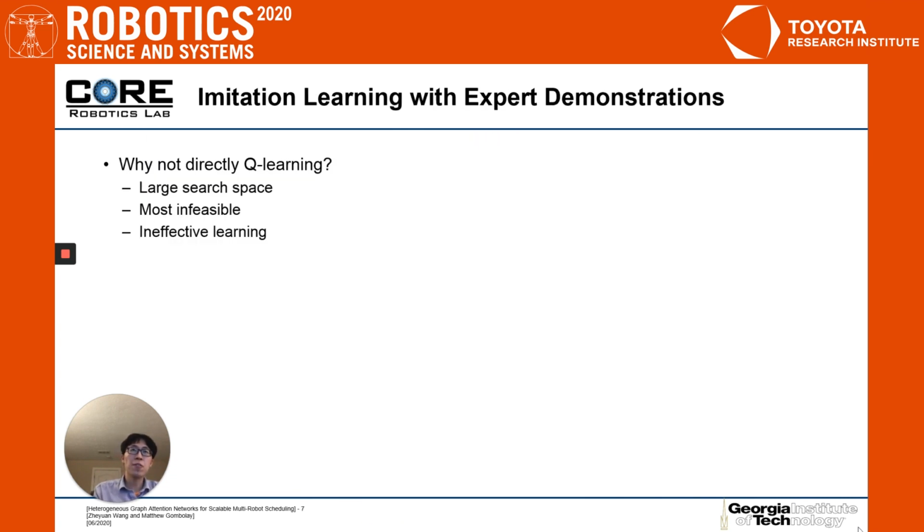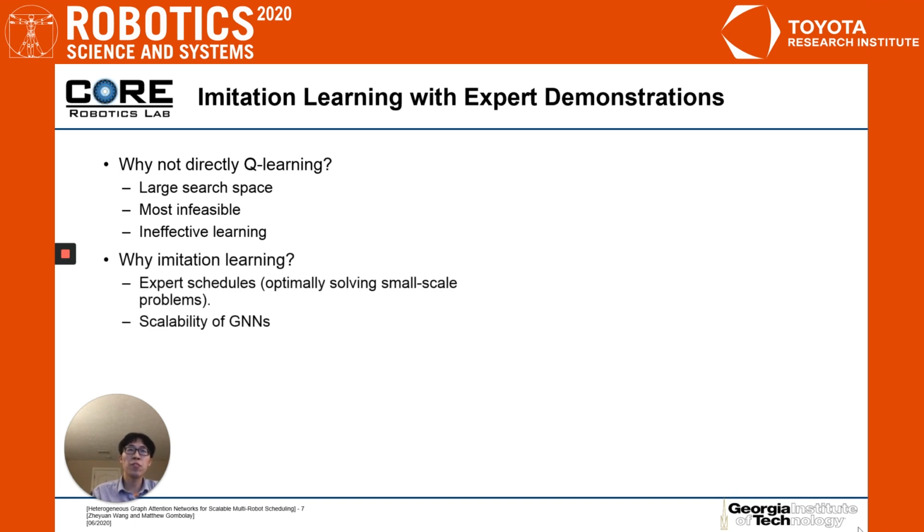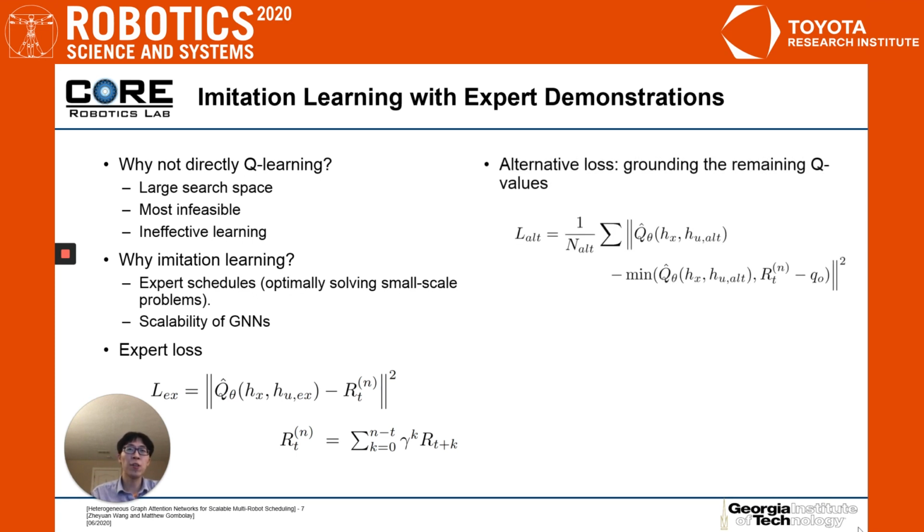Due to the large search space of scheduling problems, and since most of the permutations of the tasks are infeasible, Q-learning algorithm is not effective. Moreover, it is practical to optimally solve small-scale problems with exact methods. Given the scalability of the graph, we expect that exploring such data to train ScheduleNet can generalize well towards solving unseen problems, even in a larger scale. We define expert loss to learn from the expert actions, and alternative loss to ground the remaining Q values using offset. Combining the two with L2 regularization gives the full supervised loss.